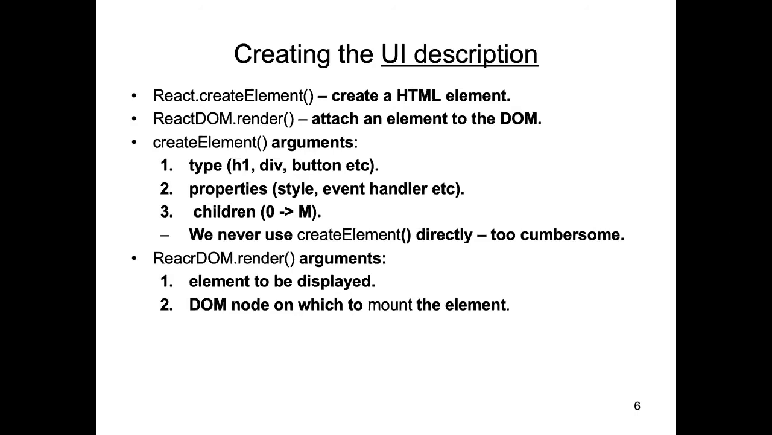The ReactDOM.render method, it's pretty straightforward. It takes 2 arguments. You pass it a reference to an element that has been created by the previous method, and you need to tell it where on the current DOM you want to attach that element. Because if you don't attach the element to the DOM, then the user can't actually see it. Let's look at some examples.